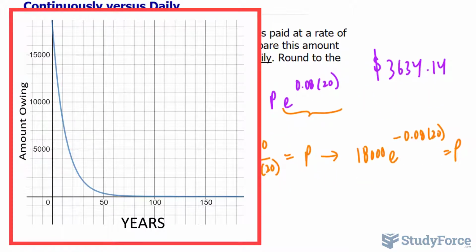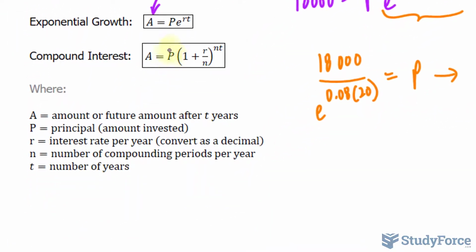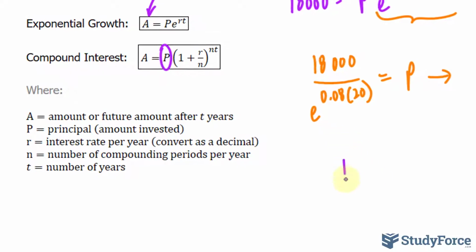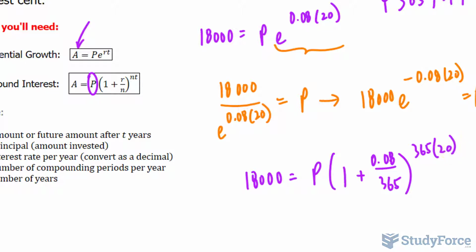So if we do this again for compounding daily, we use the compound interest formula. Once again, we are looking for P, and we have every other value. So I have 18,000 for my A. P will be left blank. 1 plus r, which is the interest rate per year, 0.08 over n. This is the new part. Number of compounding periods, 365 days. It's daily. We raise that to 365 times t, which is the number of years, and that's 20 years.